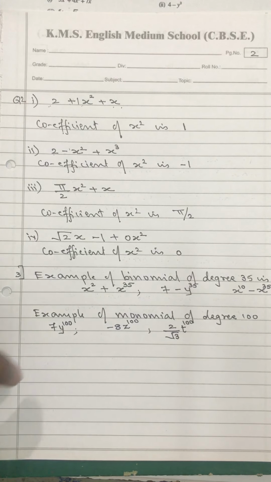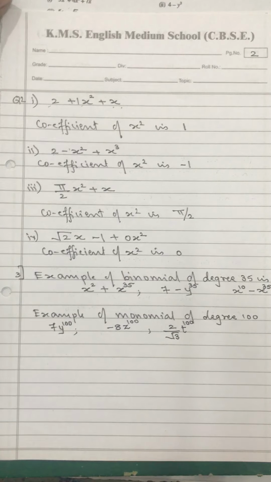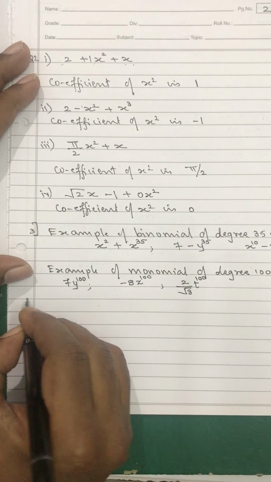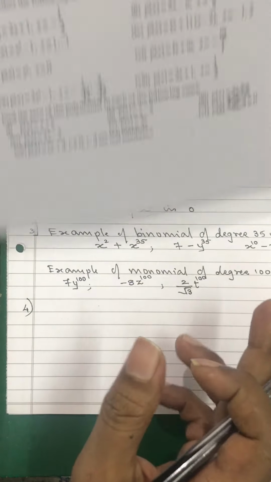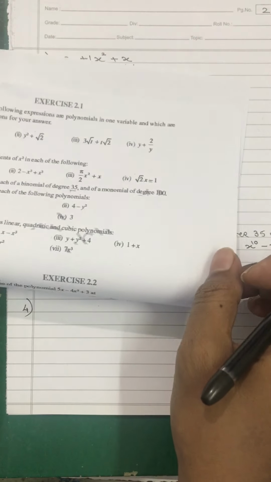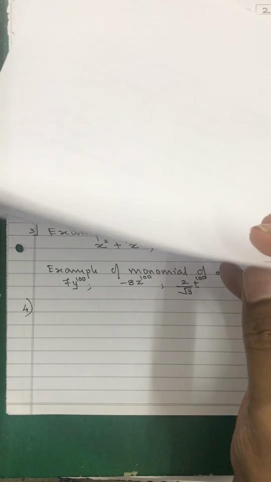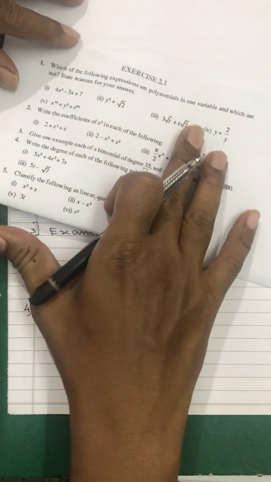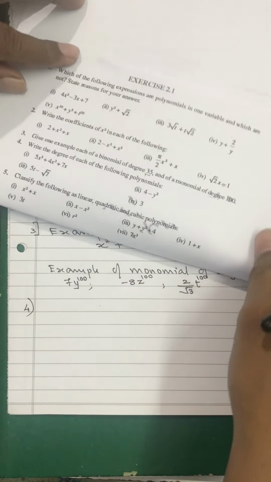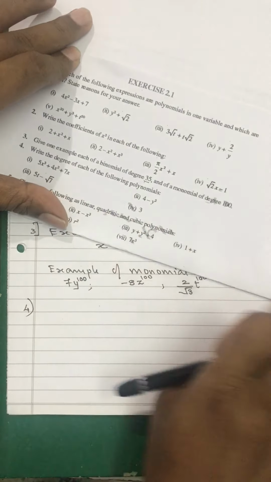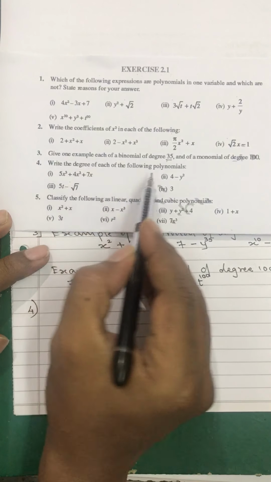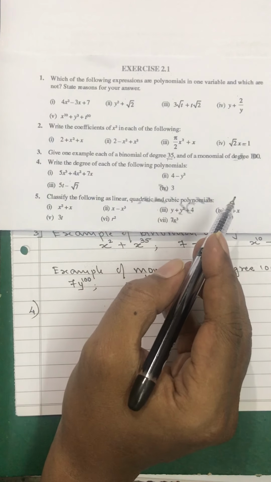Understood, my dear students? I have given 3 examples. Basically you have to write only one. Going to question number 4. In question number 4, what are they asking us to do? They are asking us to write the degree of each of the following polynomials.